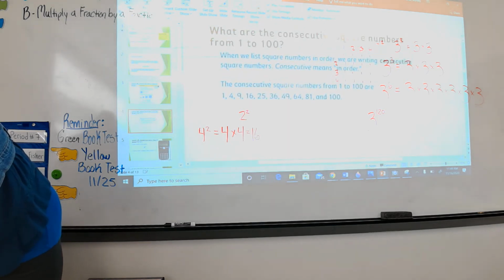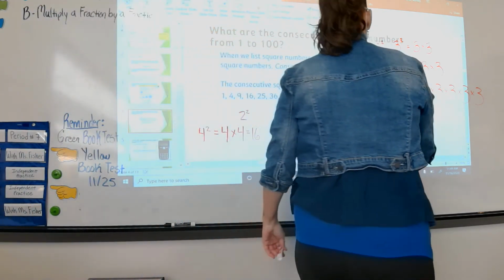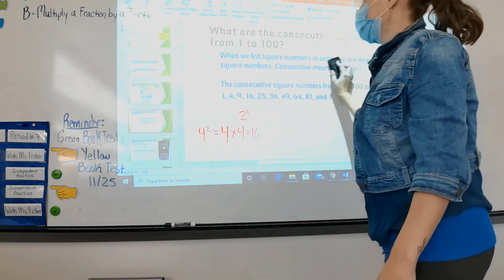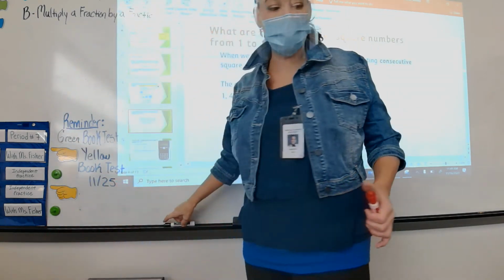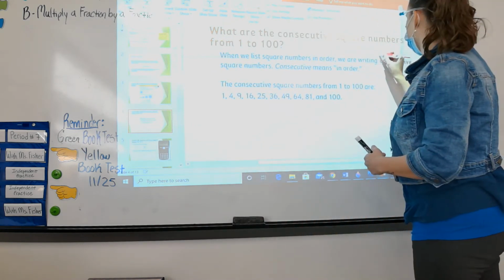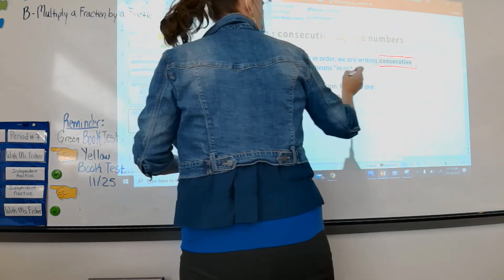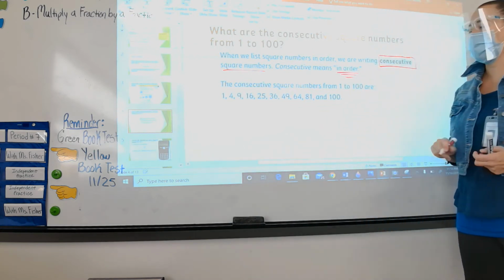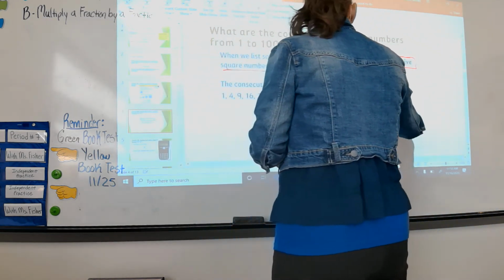So this is just a little terminology. It says when we list square numbers in order, you're writing them in consecutive square numbers. Consecutive means in order. So the consecutive square numbers from 1 to 100.